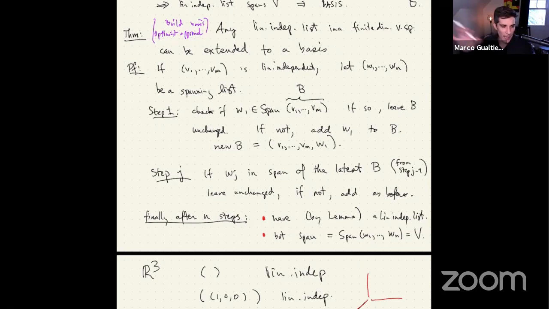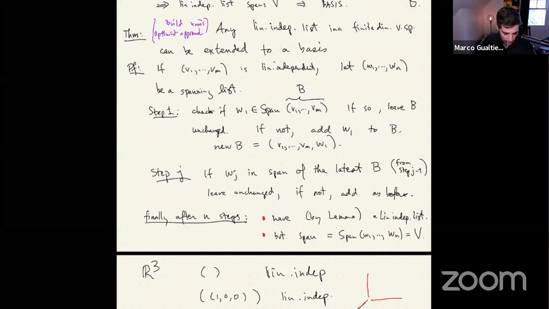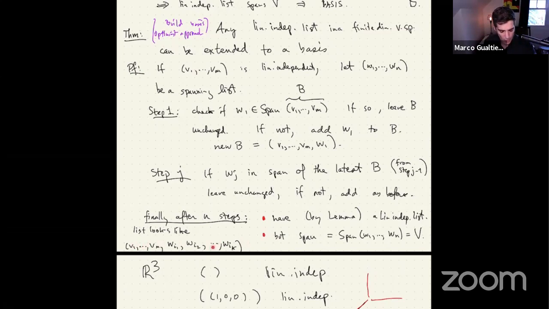Okay, so I'm going to have, as you said, that's what I'm going to have. Now, at the end, what do you need to know about that resulting list? So at the end, after n steps, the list looks like this. It looks like V1 up to Vm, and then you have some of the W's, Wi1, Wi2. We don't know exactly which ones we're going to keep, but some of them will be on the list, right? So at the end, this is what I'm going to have, something that looks like this. Are you okay with that so far?